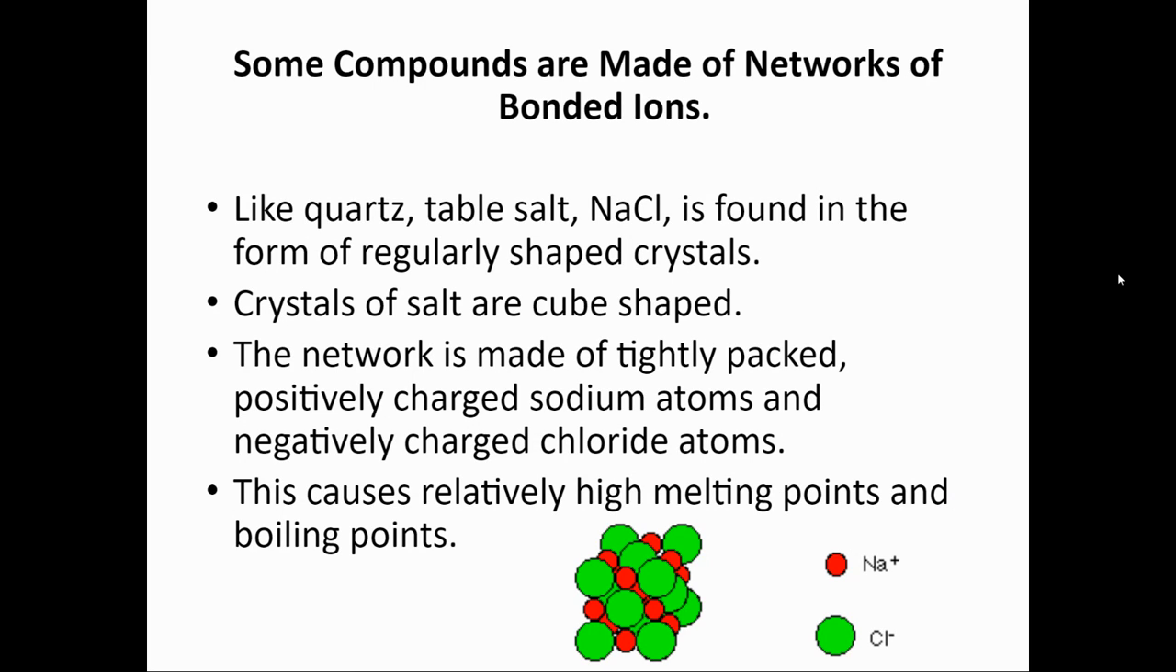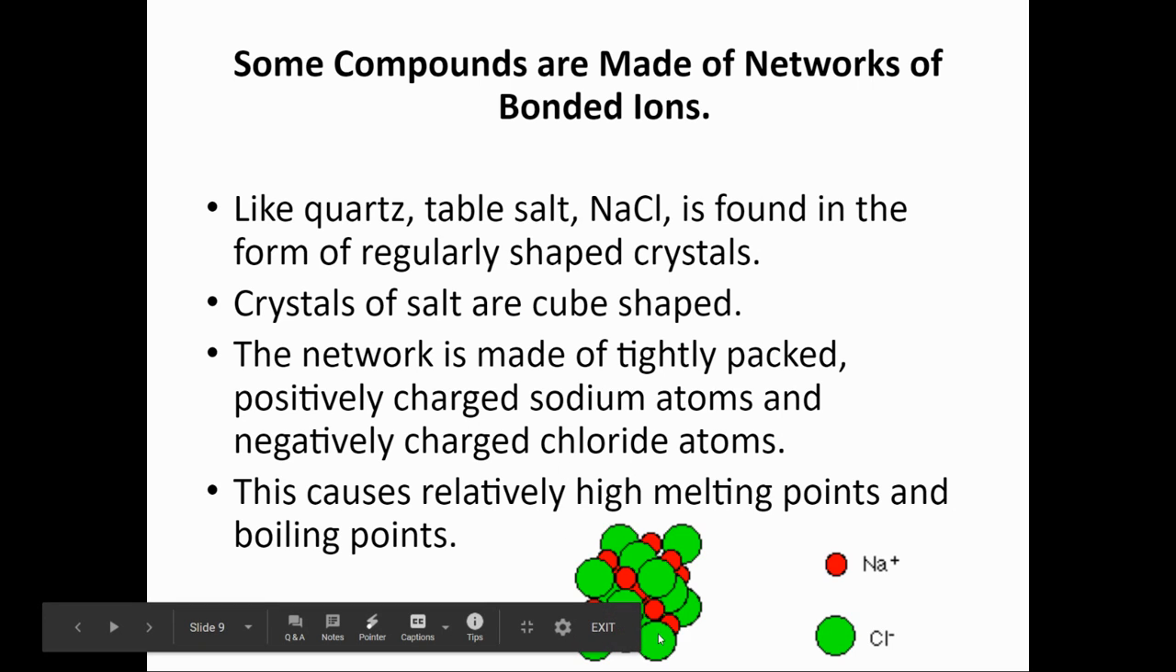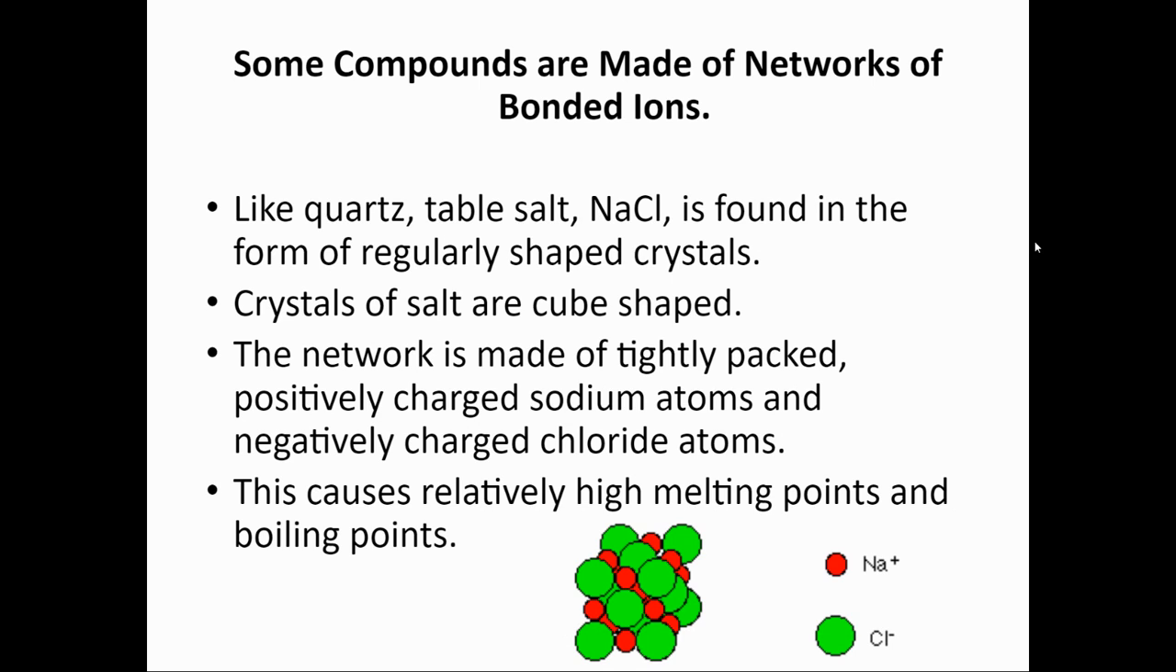Some compounds are made of networks of bonded ions. Like quartz, table salt, NaCl, is found in the form of regularly shaped crystals. Crystals of salt are cube shaped. The network is made of tightly packed positively charged sodium ions and negatively charged chloride ions. This causes a relatively high melting point and boiling point for salt. And you can see that the bond angles really form this network that produces a cube, which is going to give us a very solid crystalline-like structure.